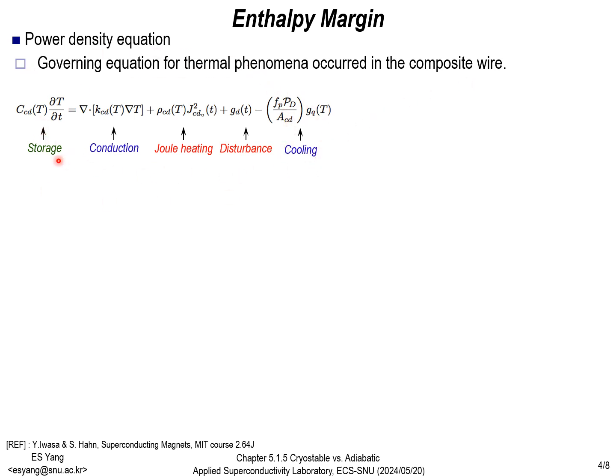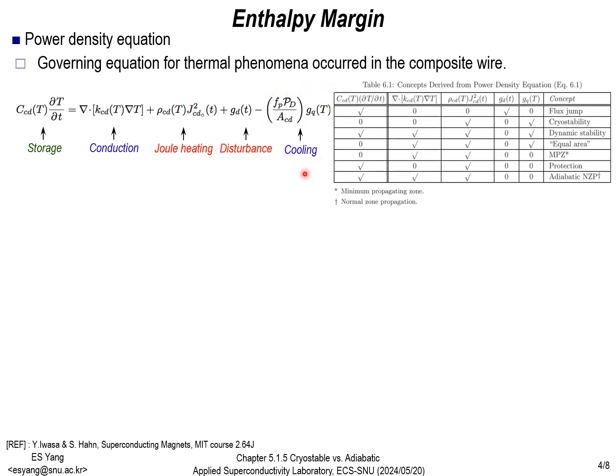The leftmost term represents the energy thermally stored, followed by heat spreading due to conduction, heat generated by Joule heating, heat generated by disturbance, and finally, a term accounting for cooling. Depending on various scenarios, simplifications can be made to the given equation.